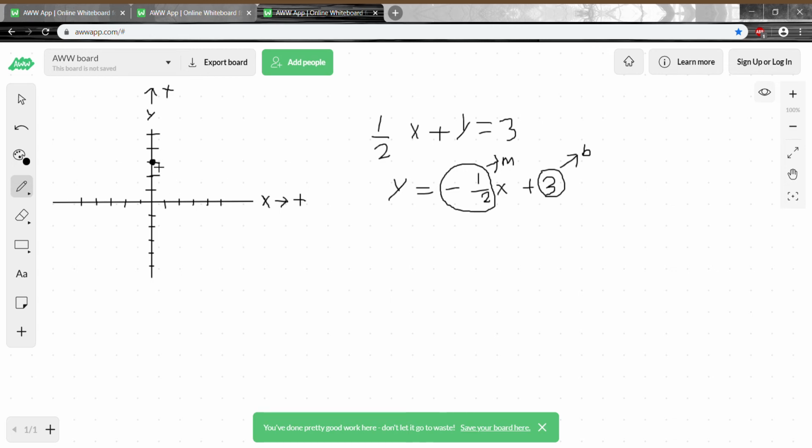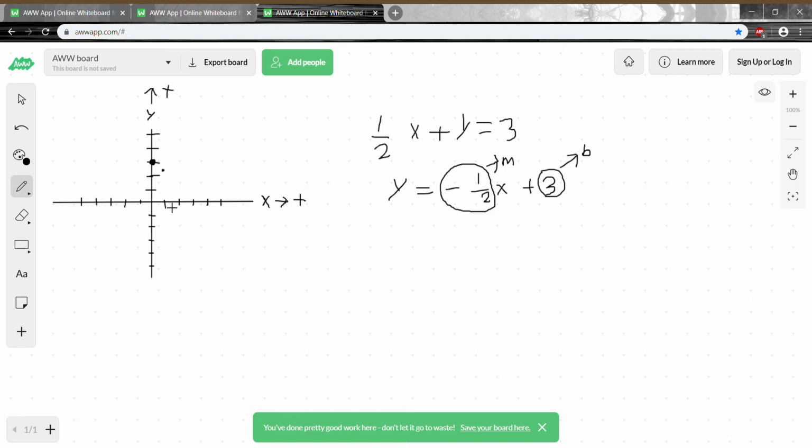Now, the slope is going to tell us where our second point is going to be, which will allow us to make a line. Now, what we could do is plug 1 in for x and see what y equals. So if we plug 1 in for x, that means y is equal to negative 1/2 plus 3. That means y is going to be equal to 2.5, or 2 and 1/2. That means when x is 1, y is going to equal right here.